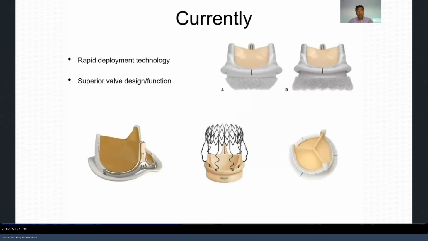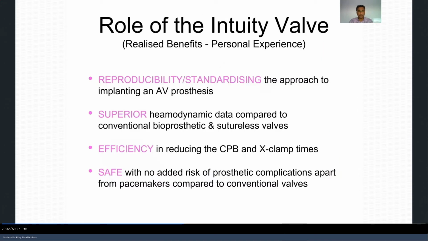Now, over the last 5 to 10 years, there's been developments in the surgical valves in terms of rapid deployment technology and also utilizing certain benefits from transcatheter therapy. Even more recently, there's been superior valve design with the VFit technology we see with the Inspiris Resilia, and possibly with the new Resilia technology, which could possibly translate to increased durability based on the limited evidence in animal model studies. From my experience using the Intuity valve over the last few years, I find that there are some realized benefits and unrealized benefits or potentials of this valve.